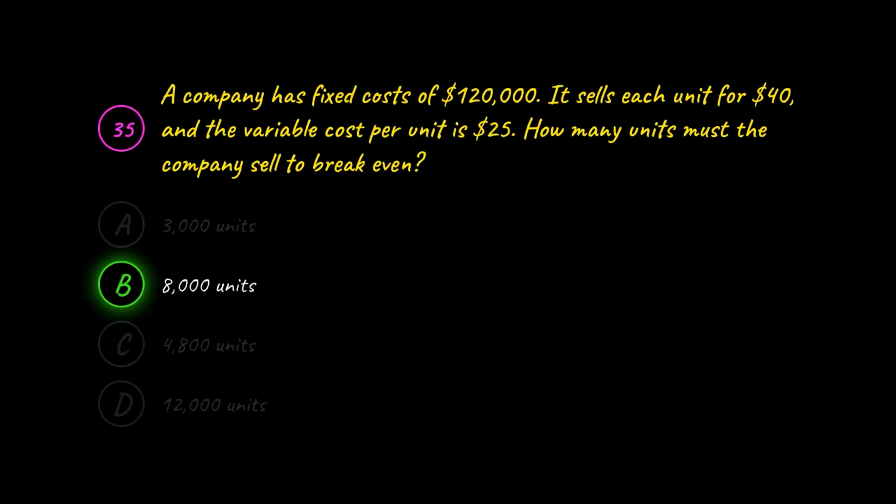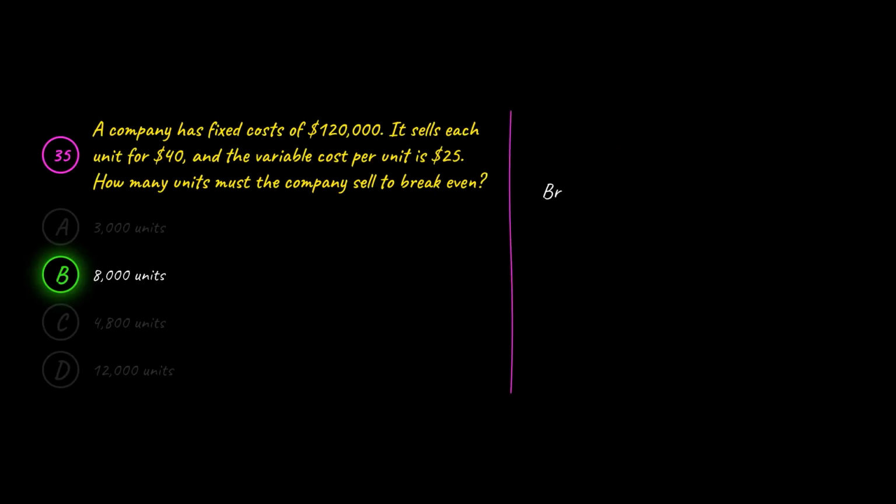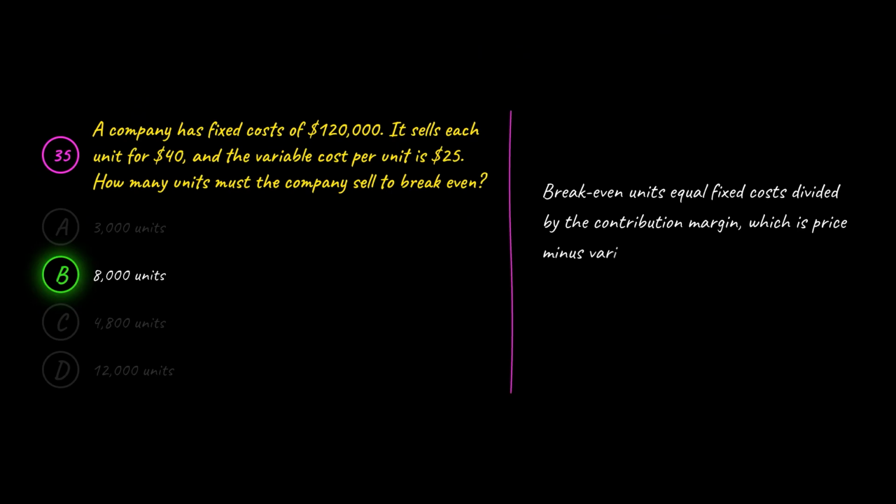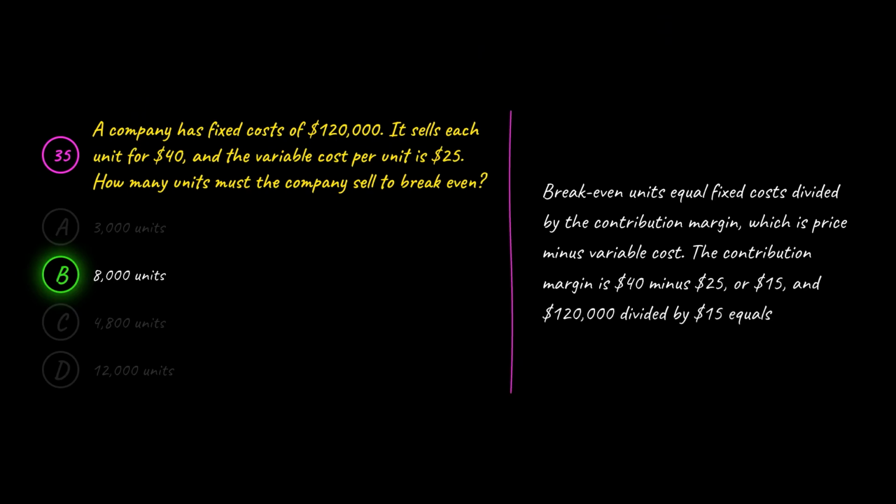The correct answer is B, 8,000 units. B is correct because break-even units equal fixed costs divided by the contribution margin, which is price minus variable cost. The contribution margin is $40 minus $25, or $15, and $120,000 divided by $15 equals 8,000 units.